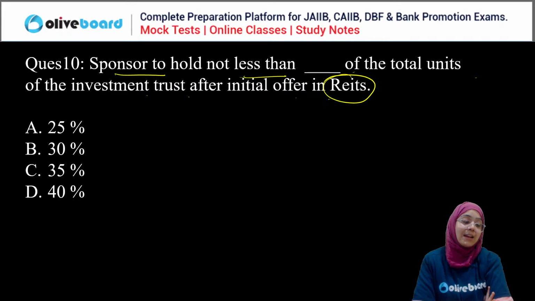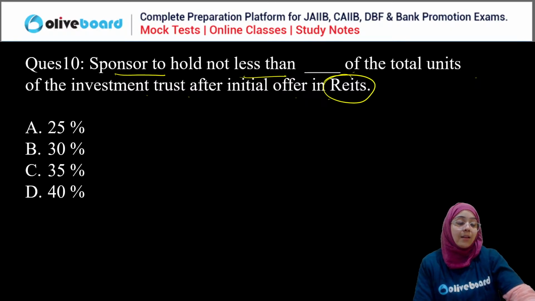Chandan, Lakshmi, Nilesh, Vivek. Where is Hema? Why is Hema not answering? Why is Ruchi not answering? Everyone, you have to answer this question, guys. Please answer this question.